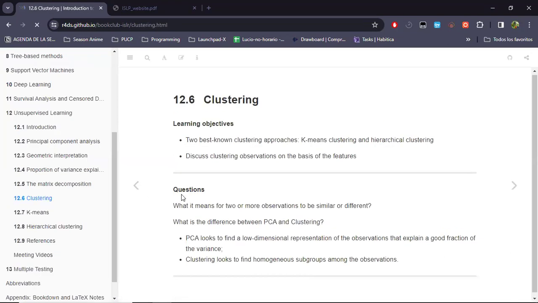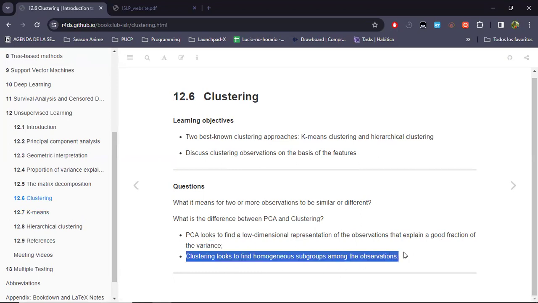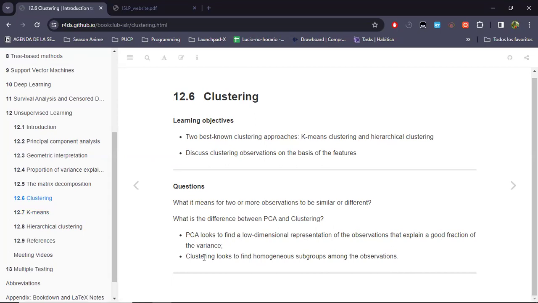Well, sorry, there was an interesting comment about what is the difference between PCA and clustering. PCA looks to find a low dimensional representation of the data to explain a good fraction of the variance. Meanwhile, clustering looks to find homogeneous subgroups among observations. So with clustering, it depends on the case, but we would expect something like maybe 10 groups. But with PCA, you still have a bunch of rows, only the dimensionality went down.